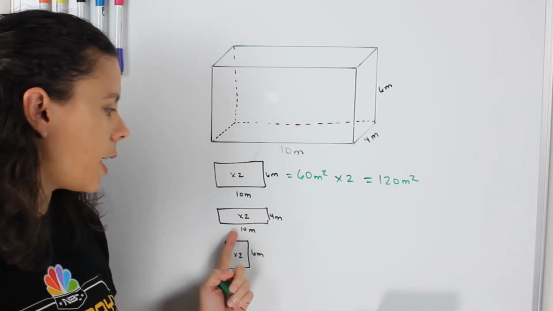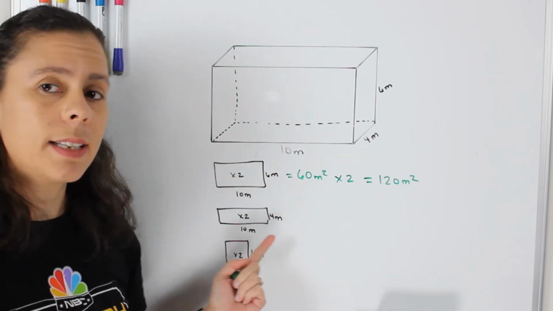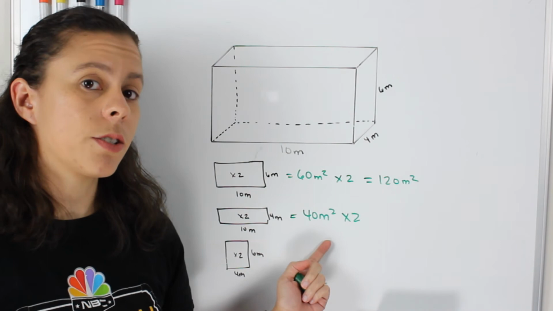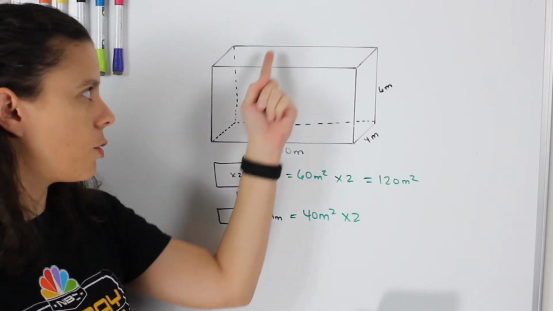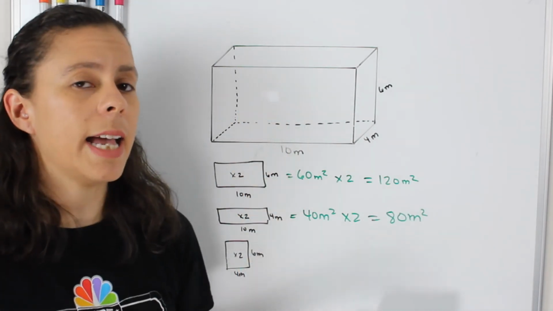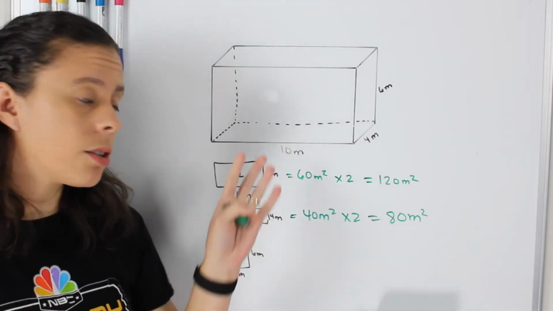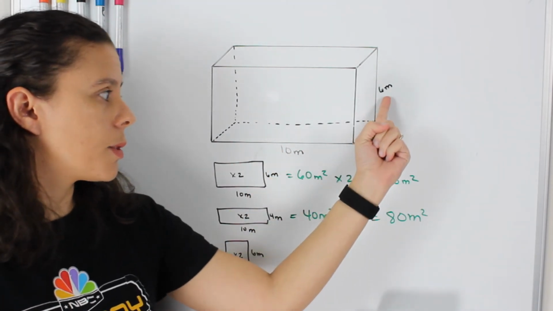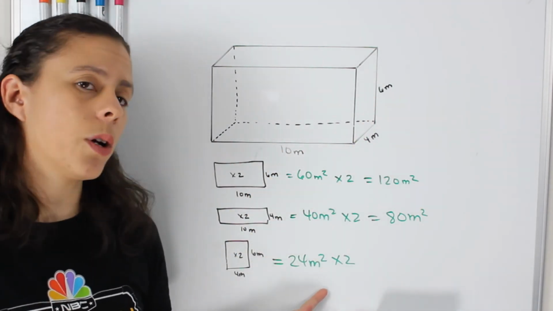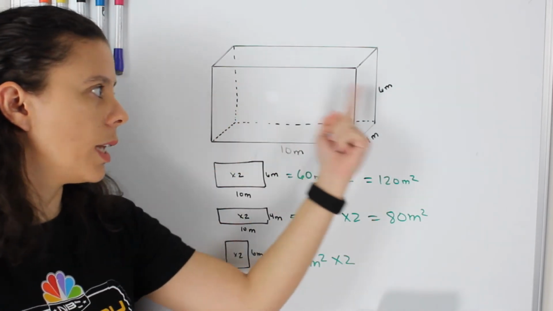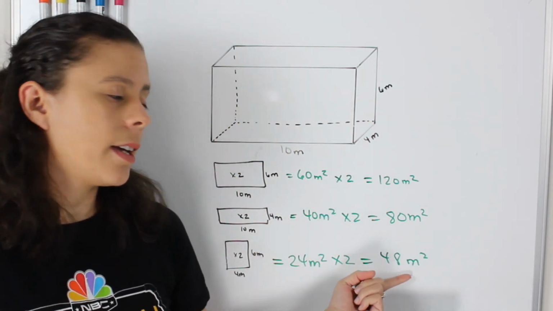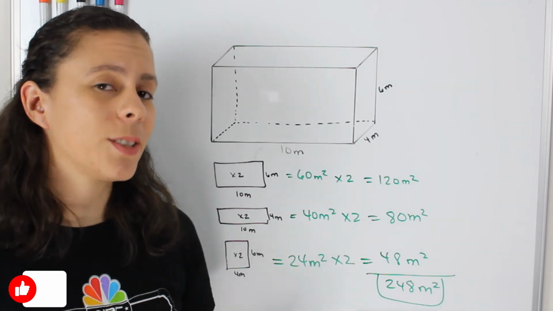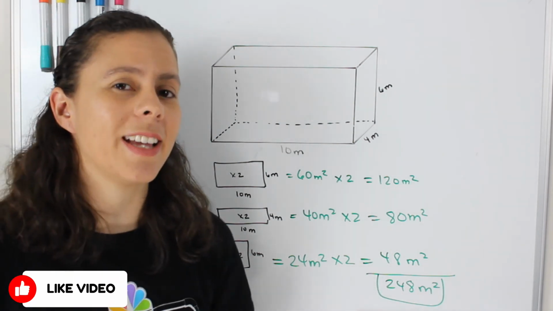The other 2 sides, the top and bottom, would be 10 times 4, which is 40 square meters, times 2, because I have 2 of them, a top and bottom. That is 80 square meters. And the lateral sides, which are 4 times 6, which is 24 square meters, times 2, because we have 2 lateral sides, which is 48 square meters. So that gives us a grand total of 248 square meters.